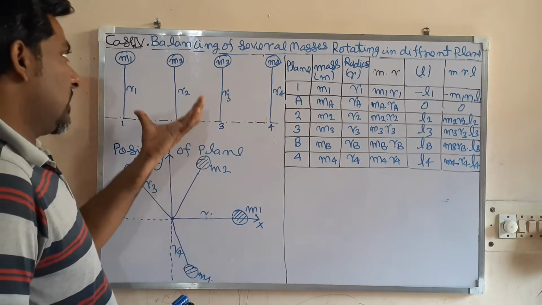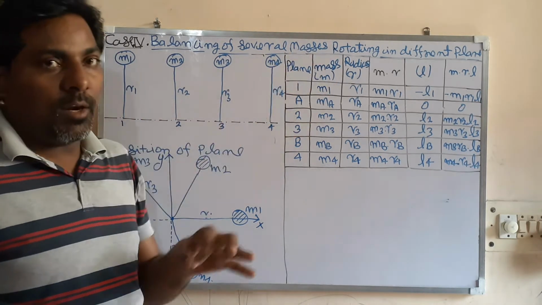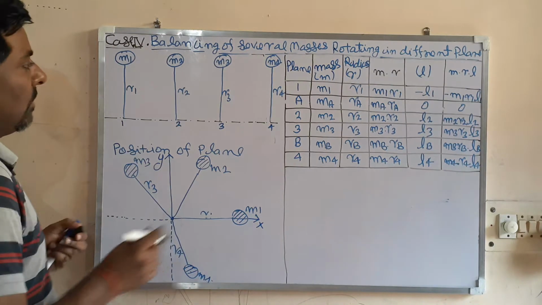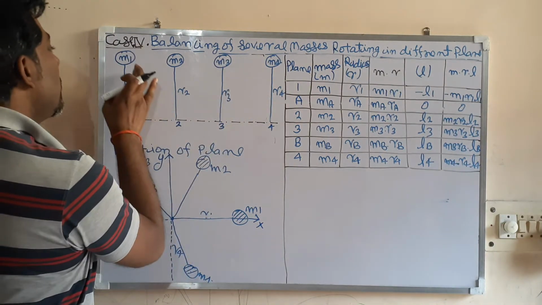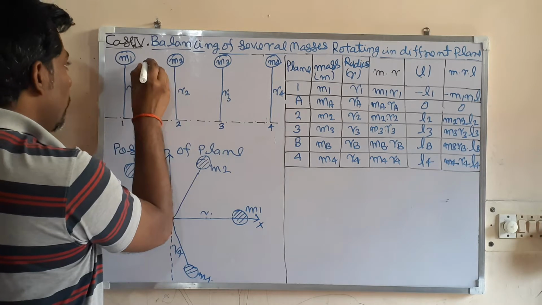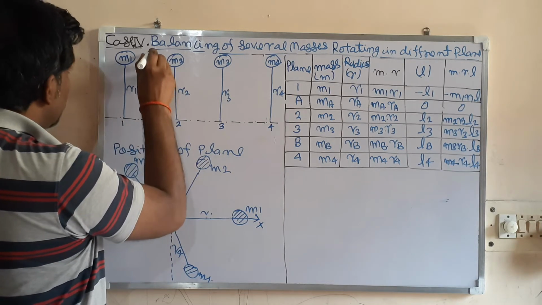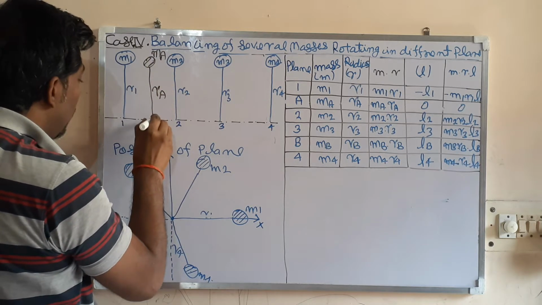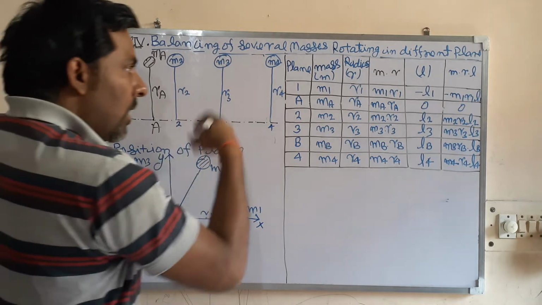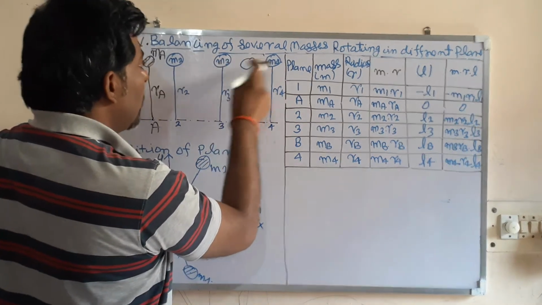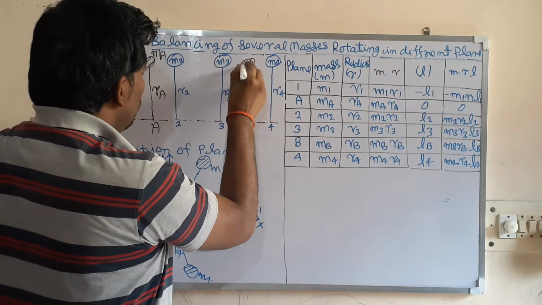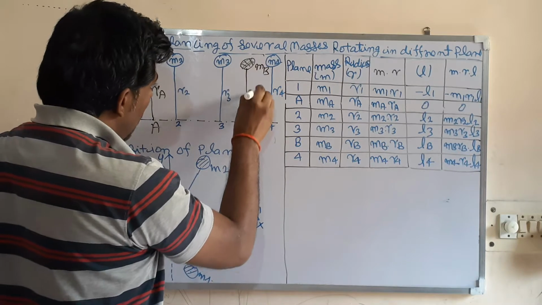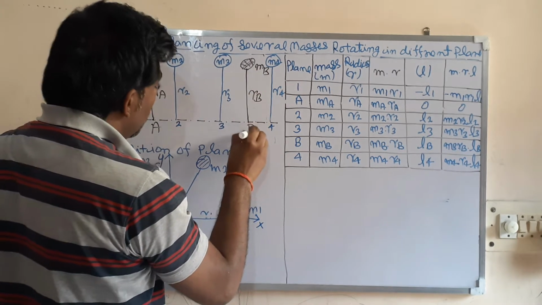For balancing several masses rotating in different planes, at least two balancing masses are required. Let us assume that the balancing masses are put one in between M1 and M2. Look here. Suppose this is the first balancing mass, MA, at a radius of rotation RA. Say this is plane A. Another balancing mass is in between M3 and M4. This is MB at a radius of rotation RB, and say this is plane B.